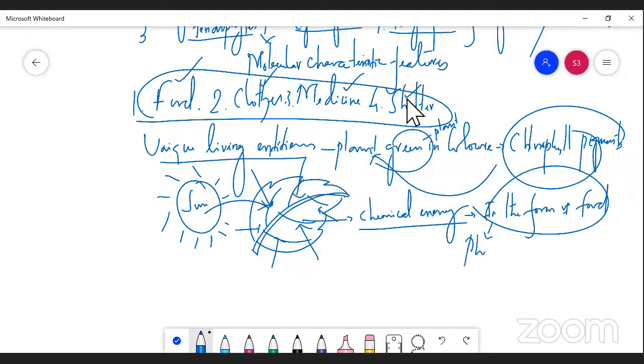The process is called photosynthesis. Please underline it. This is a 2-mark or 3-mark question, and these are very essential key points. What is photosynthesis? All green plants trap solar energy. The solar energy is converted to chemical energy, which is nothing but food, by the process called photosynthesis.